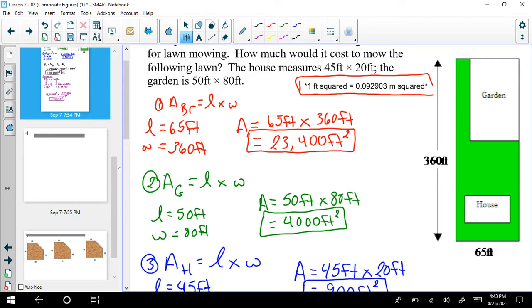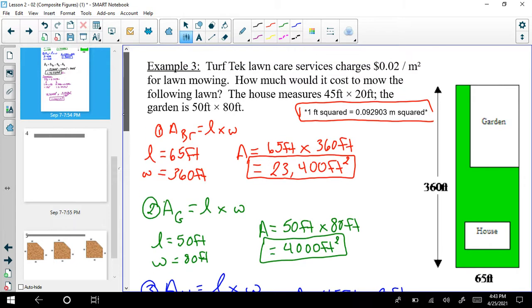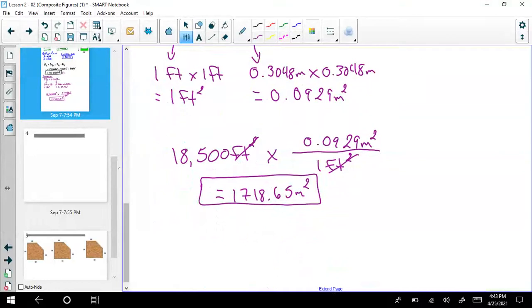So the last step that we need to do, because we've done all the conversions that we need to do, is figure out how much this is going to cost. And we know that it's going to cost us 2 cents per meter squared. So what we get to do is take what we just found.